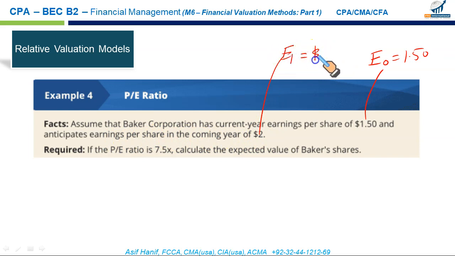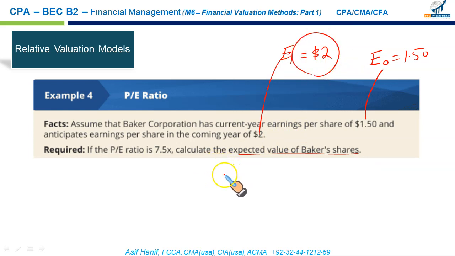E1 is equal to $2, right? So we can calculate the trailing as well as the forward PE. If the PE ratio is 7.5, calculate the expected value of Baker's share, right? So expected value means you are going to go for the future, so you need to use the future expected earnings.